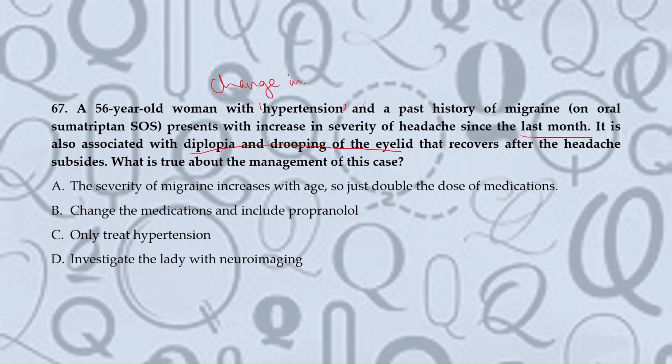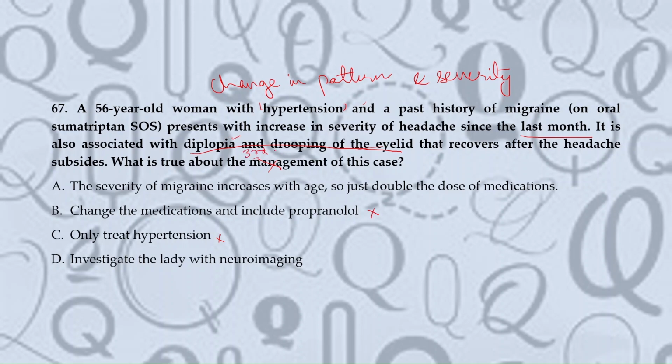So this change in pattern or severity of migraine is always a red flag. Whenever the headache pattern is changing, you have to think something else might be the problem here. So what is true? Let's find the true statement here. The severity of migraine increases with age, so double the dose of medications. This is not true. Then change the medications and include propranolol. Again, not sensible. Only treat hypertension. No. See, there is some amount of neurological symptoms here. They are saying there is drooping of eyelid and diplopia.